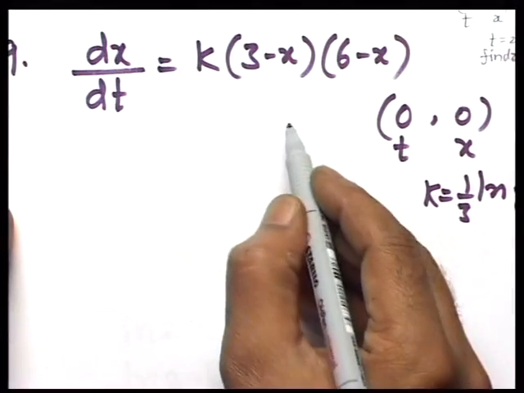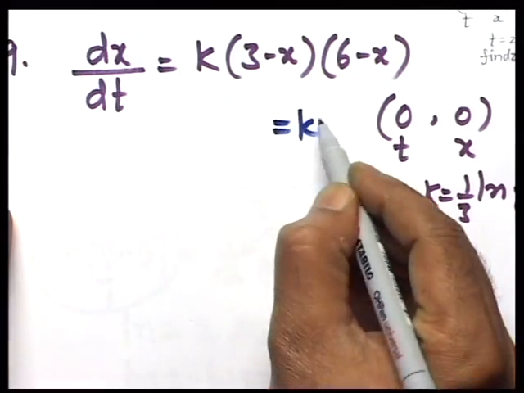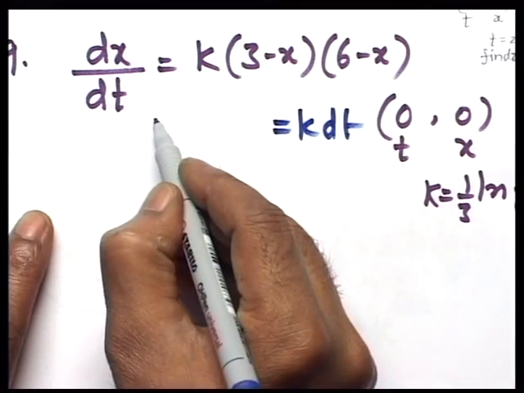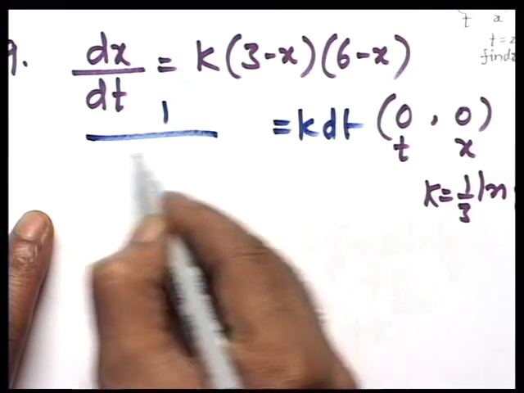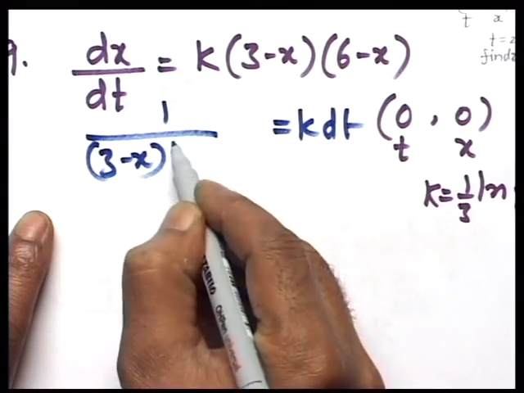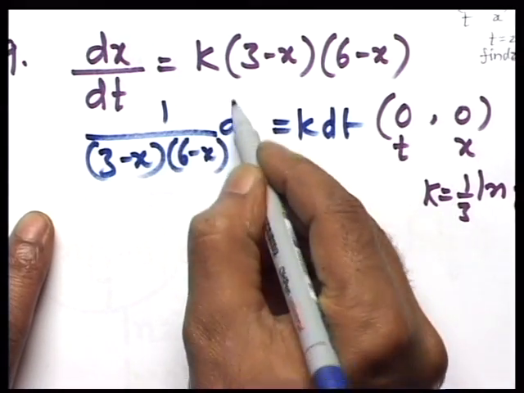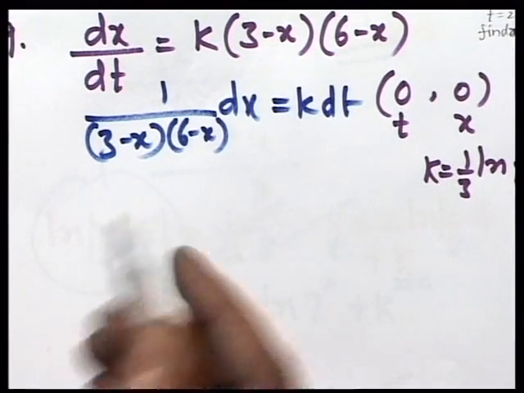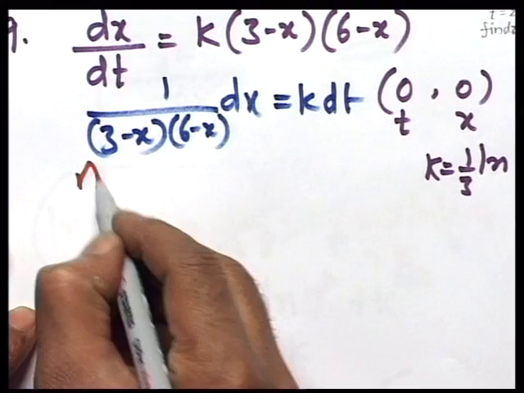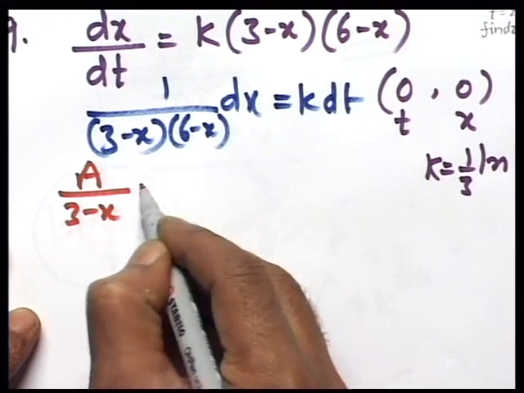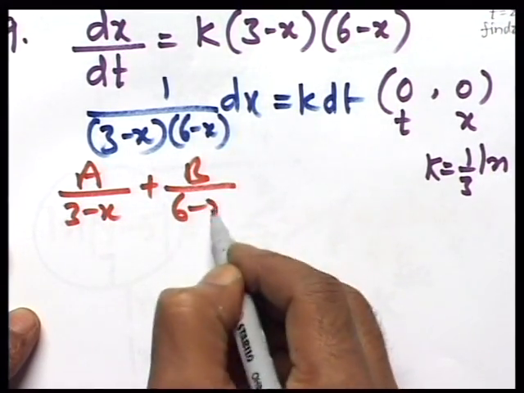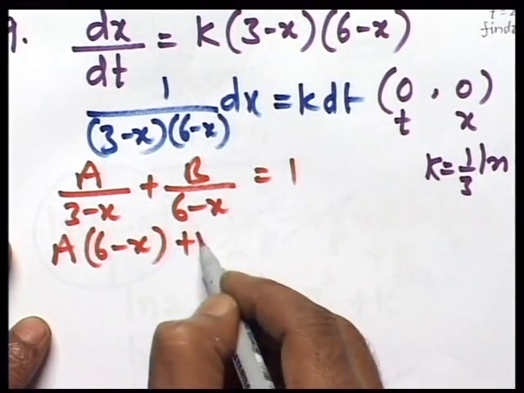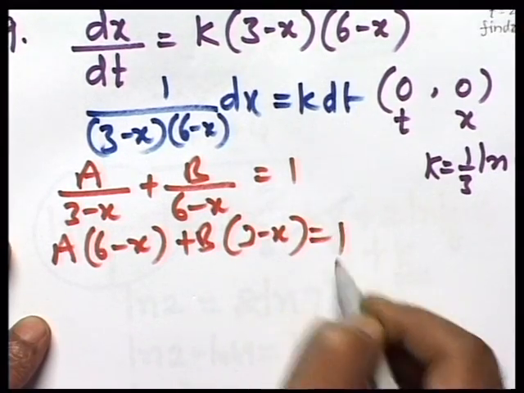We keep the k there, so that should be k dt, dt transferred there, that comes to the left hand side. So that's 1 over 3 minus x in one bracket and 6 minus x in the other, dx. So we are in partial fractions again. So what you can do now is, let's say this equals a over 3 minus x plus b over 6 minus x, and that equals 1. And quickly we need to do a at 6 minus x and b at 3 minus x equals 1.